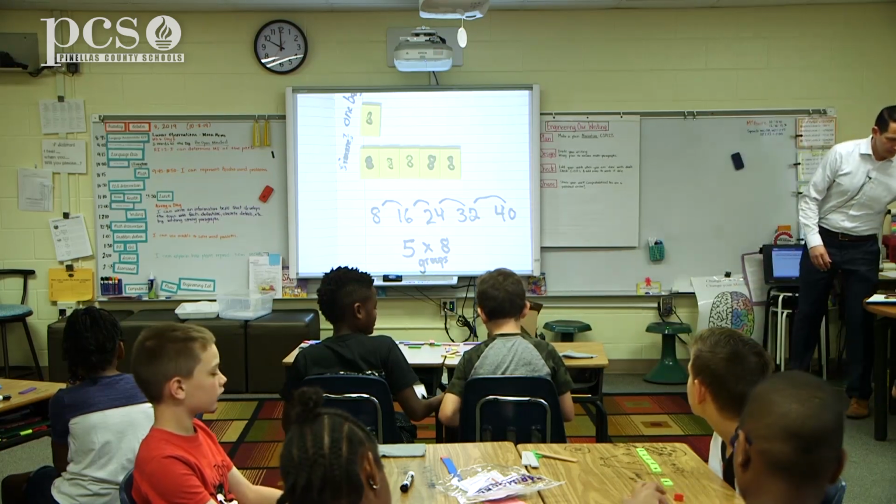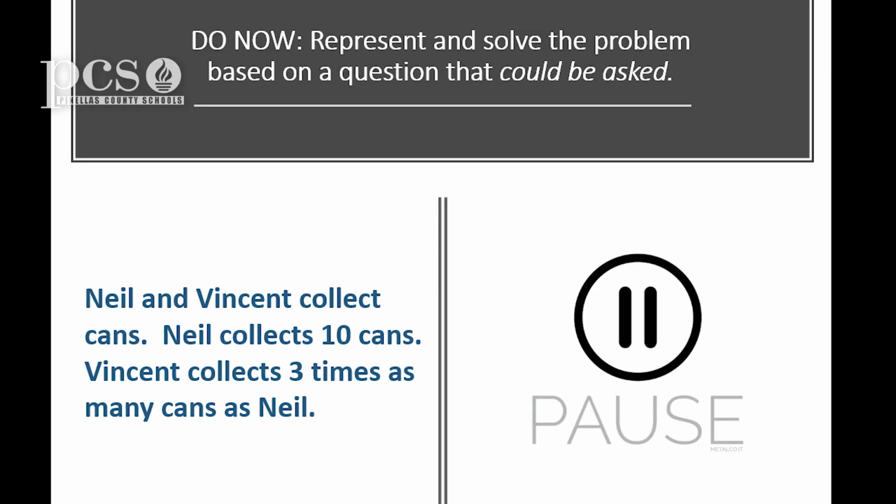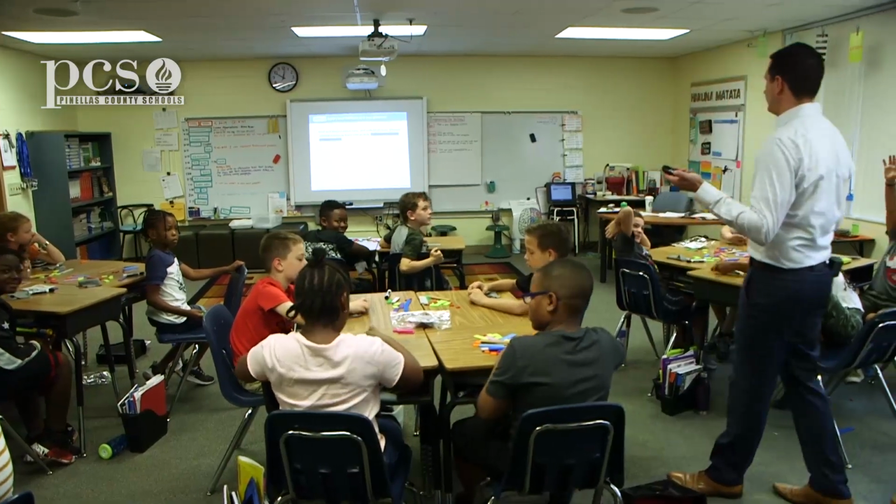Please clear your board. All right, and track my screen. Here's the next problem. Track the screen and read it with me. Ready? Begin. Neil and Vincent collect cans. Neil collects 10 cans. Vincent collects 3 times as many cans as Neil. What do you think it says? Do we know what we're trying to find out here? What are we trying to find out?